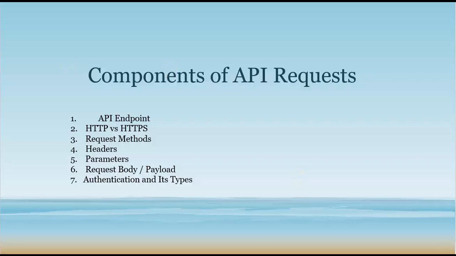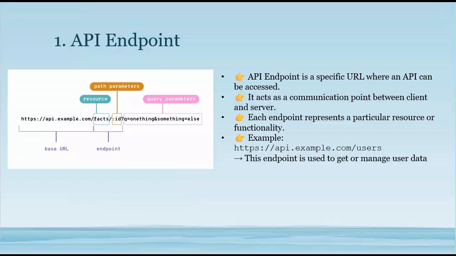So coming to the API endpoint. An API endpoint is a specific URL where the API can be accessed. It acts as a communication point between client and server. Each endpoint represents a particular resource or functionality. Now let's take a closer look at the structure of an API URL. So this is the URL.